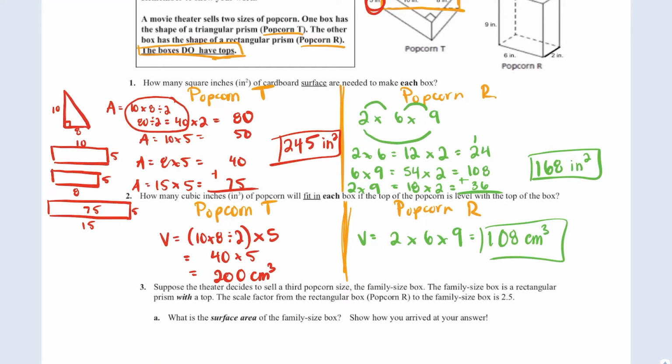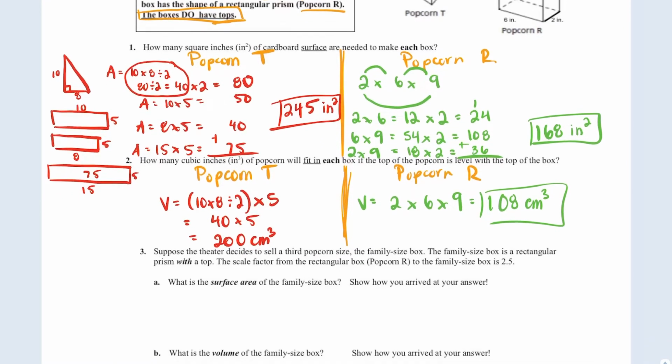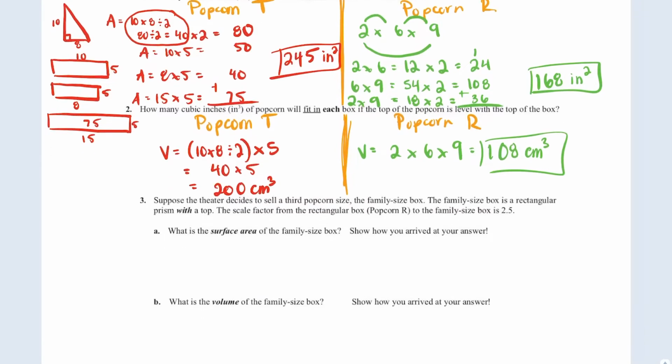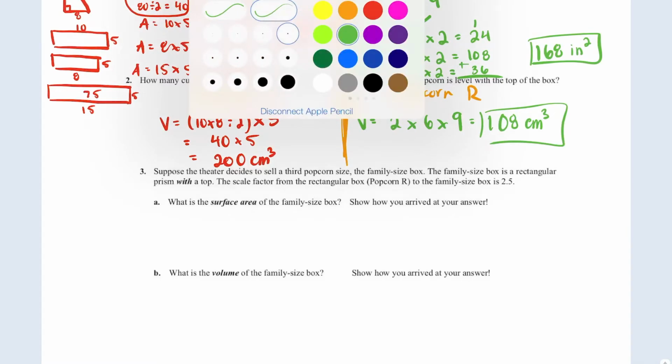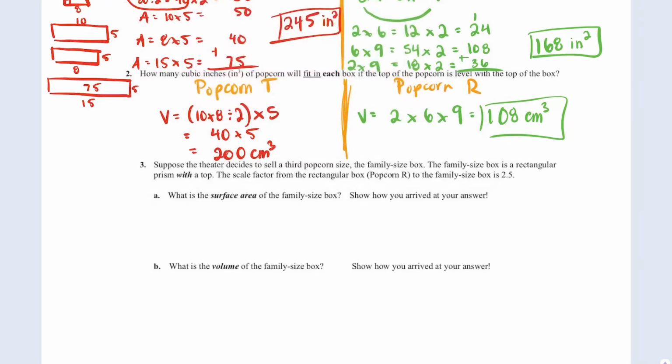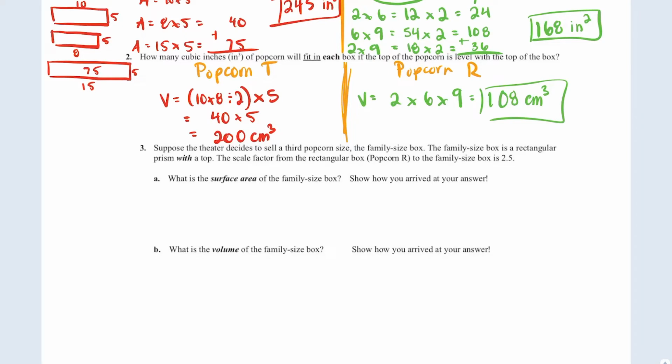Excellent. Now, question number 3 says, suppose the theater decides to sell a third popcorn size, the family size box. The family size box is a rectangular prism with a top. The scale factor from the rectangular box to the family size box is 2.5. So here is where we're going to use the formulas we created for scale factors, and figuring out what is a new surface area, what is a new volume.